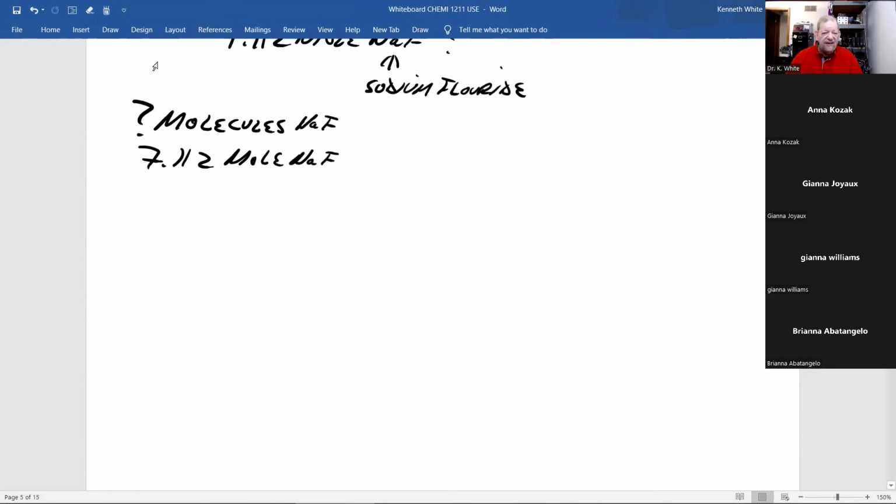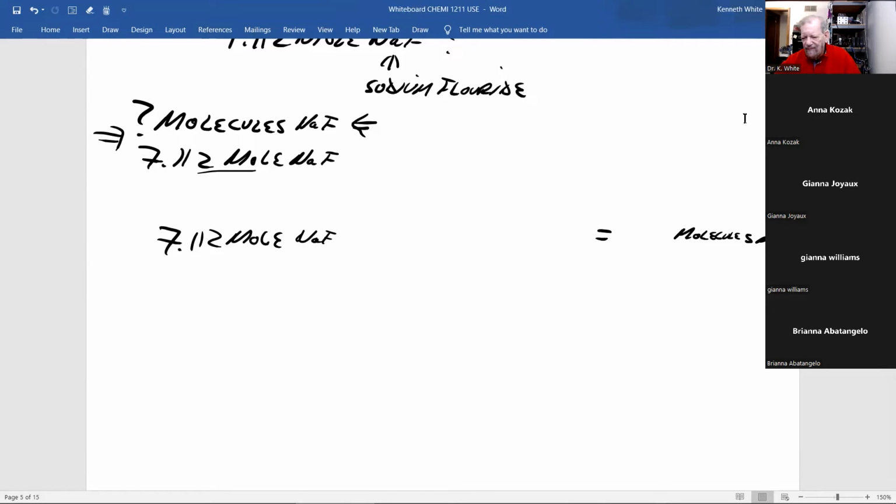Well, if you look at this, once you've done this, you don't have to read the problem. There's only one number we have to start with. What units do we want our answer to be in? Well, we figured that out. Molecules of sodium fluoride. So how do we get from here to here? Well, if there's some ratio that I can convert moles of sodium fluoride to molecules, here's my ratio.